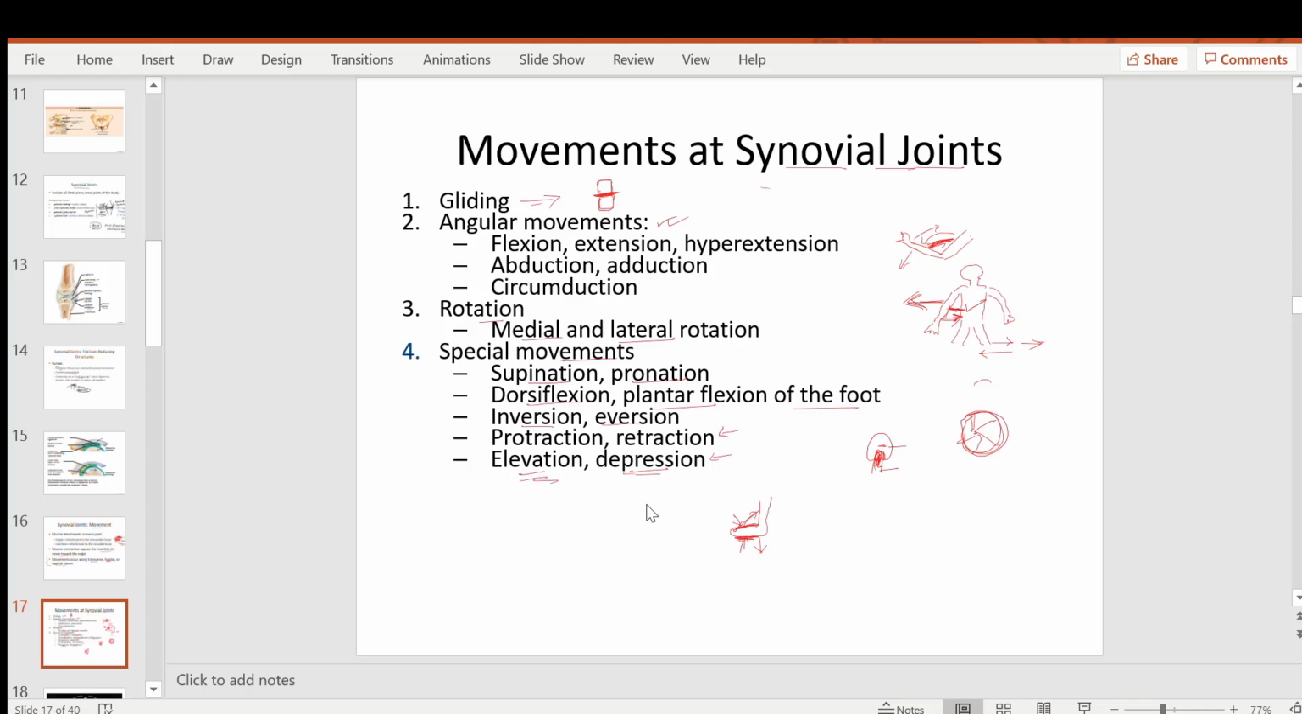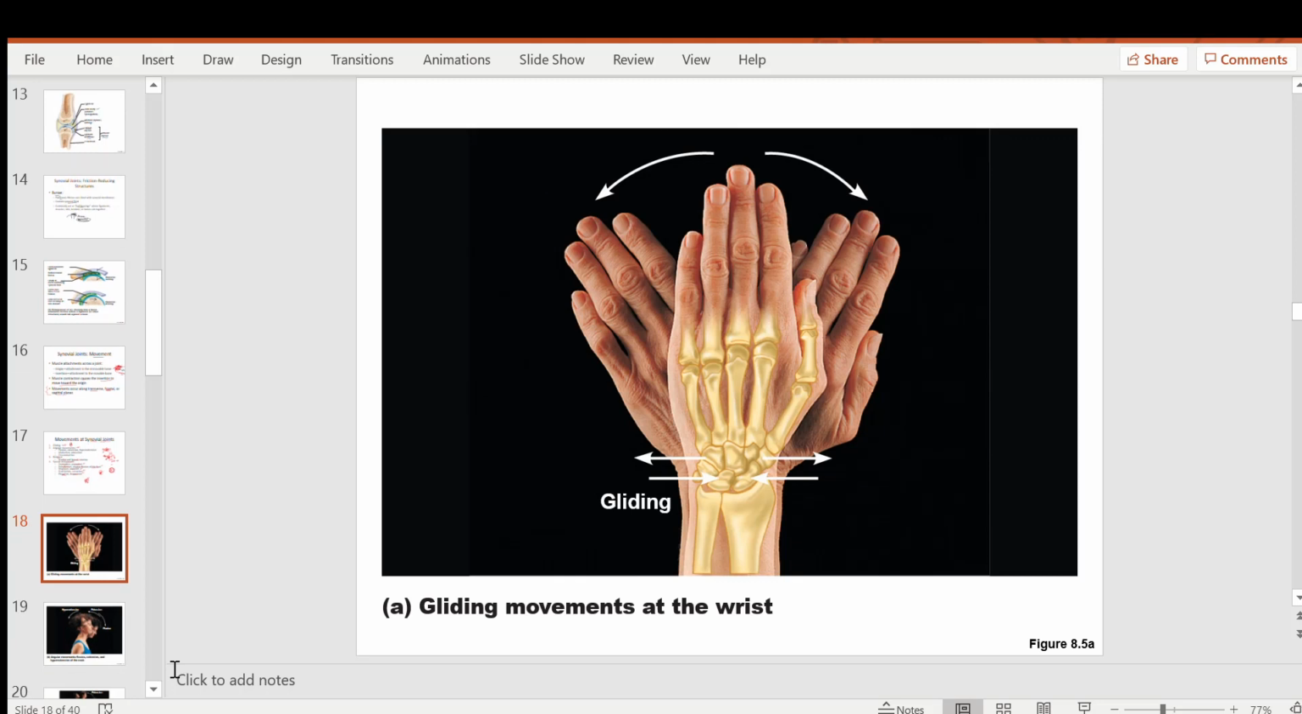Protraction, retraction are opposite to each other. Inversion, eversion are opposite to each other, right? Dorsiflexion, plantar flexion, they are opposite to each other, as well as supination and pronation, they are opposite to each other. So you need some practice yourself, to clearly understand the movement. So here in the next few slides I will show you different types of movements that I just explained.